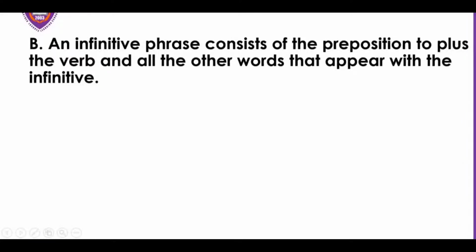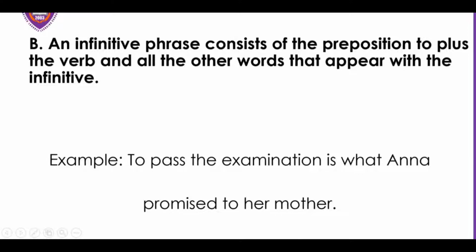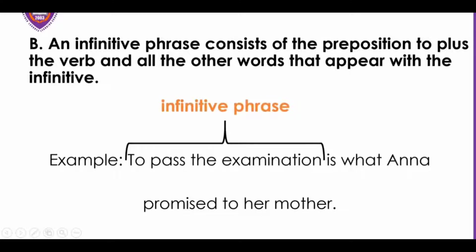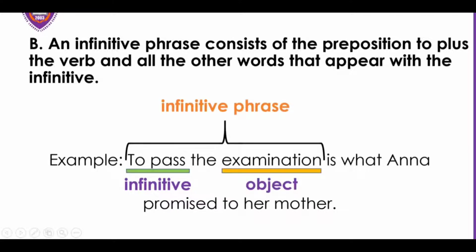An infinitive phrase consists of the preposition to plus the verb and all the other words that appear with the infinitive. Example sentence: to pass the examination is what Anna promised to her mother. The infinitive phrase "to pass the examination" includes the infinitive to pass and its object, examination. The entire phrase is used as a subject.